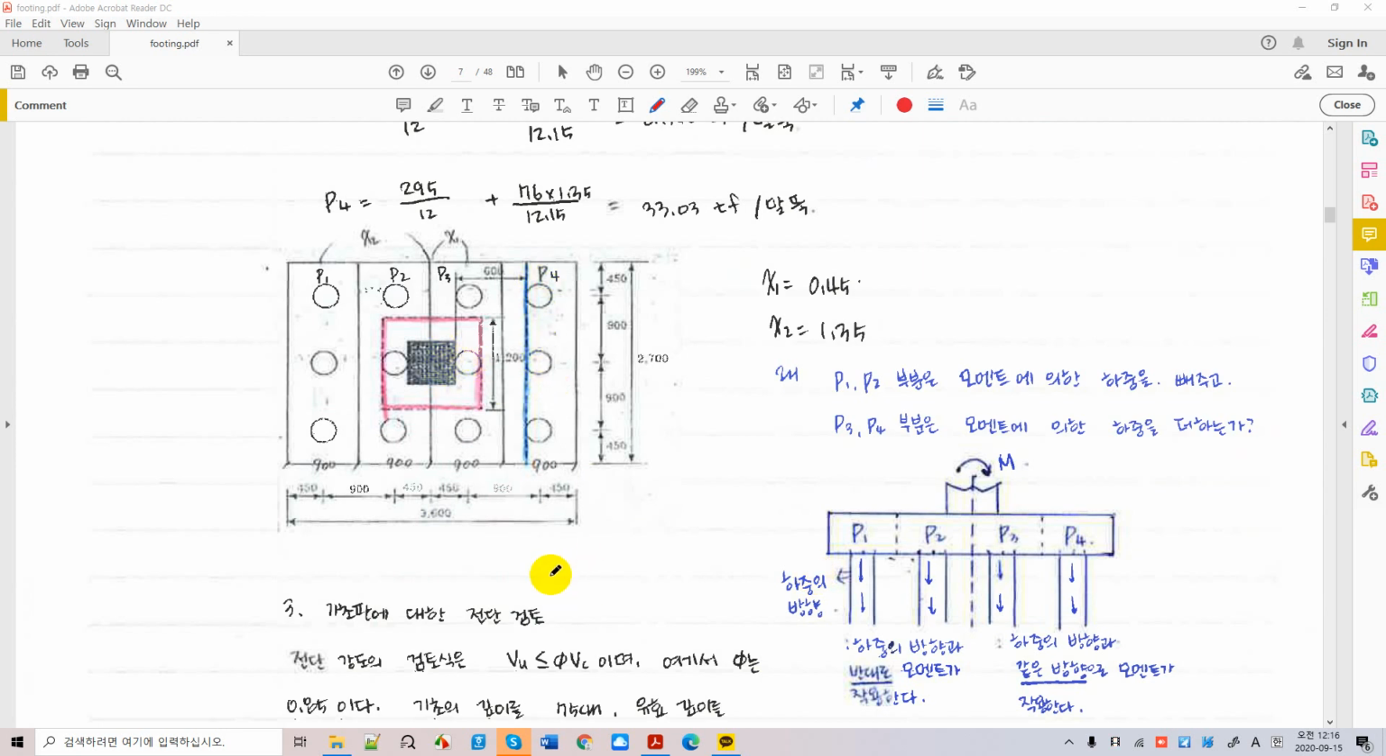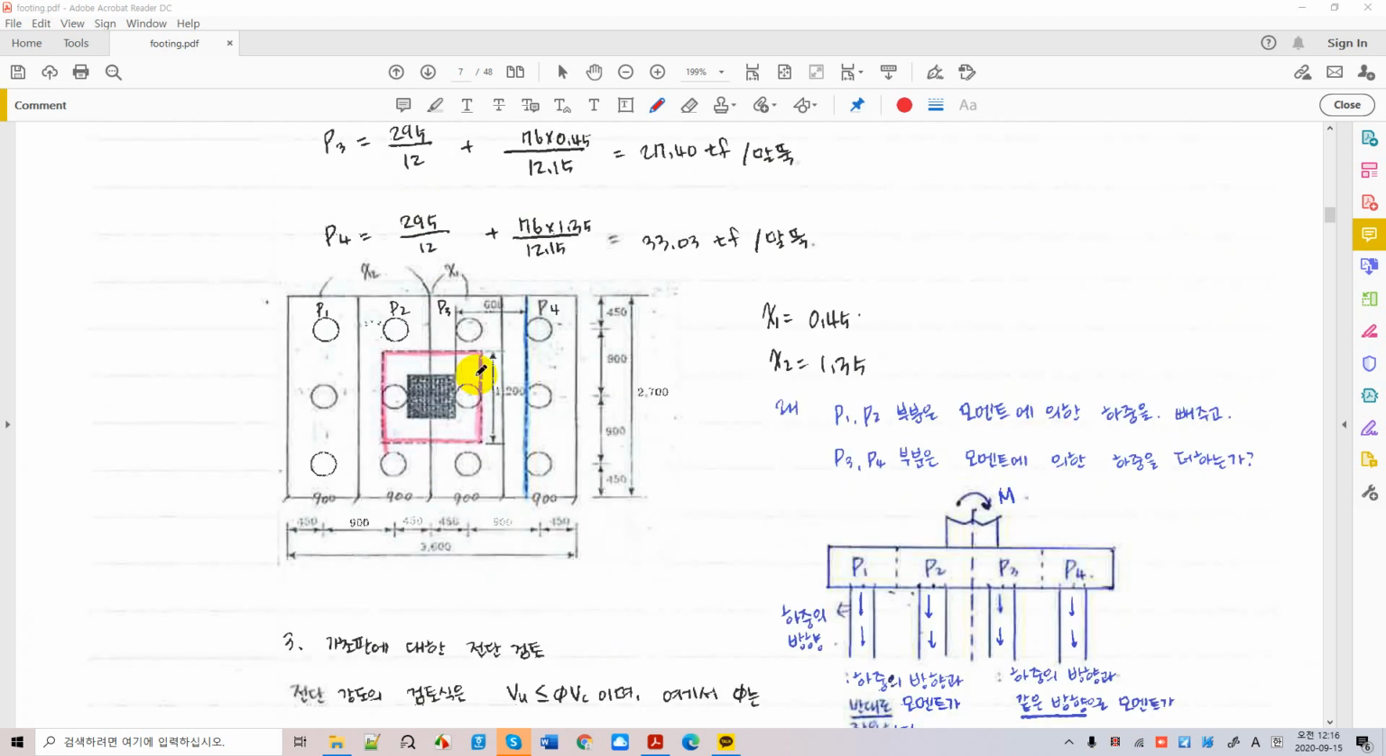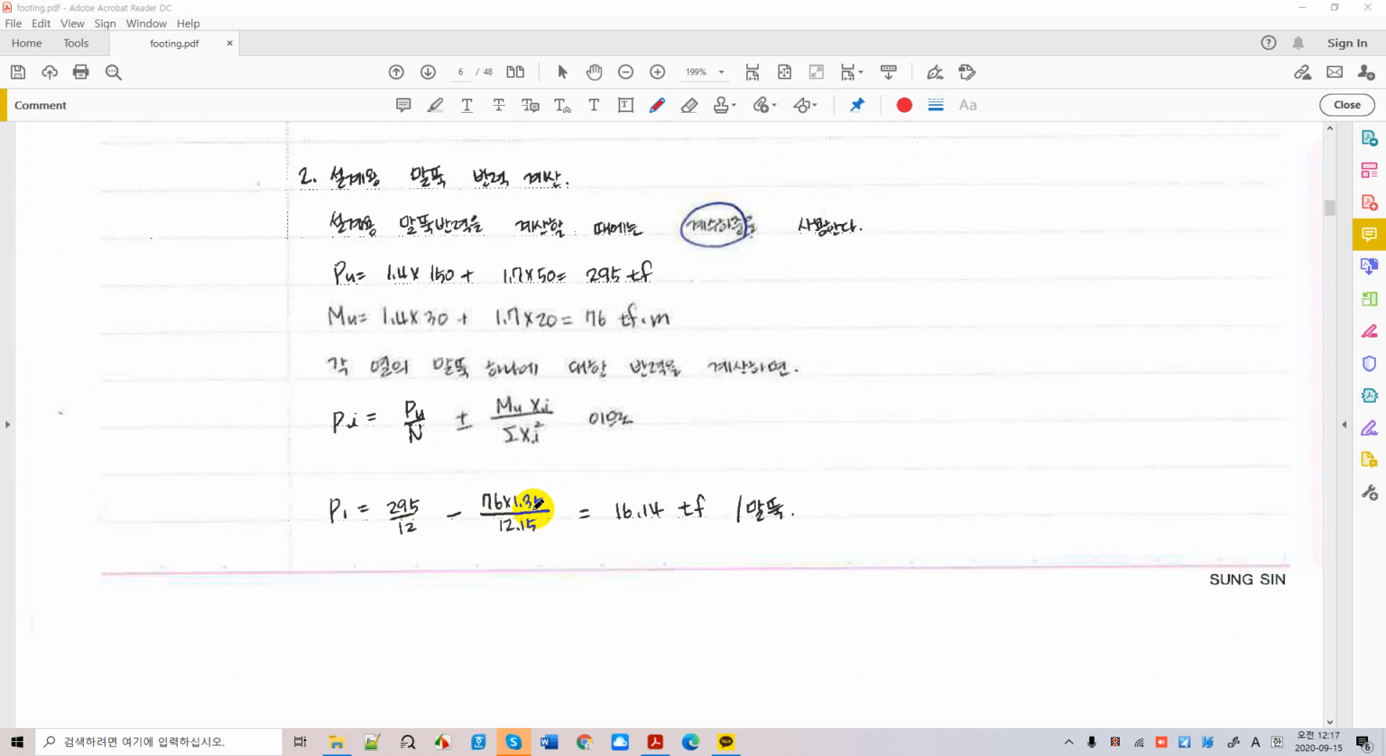Okay, what is the length of it? What is the first one? The distance from the center of the column to the first line of piles is 450 millimeter, right? 450 millimeter from here to here. And the distance from the center column to the next line of piles, we add 900 more, it becomes 1.35 meter, right?